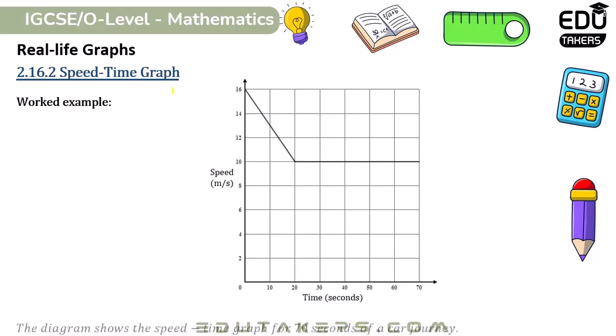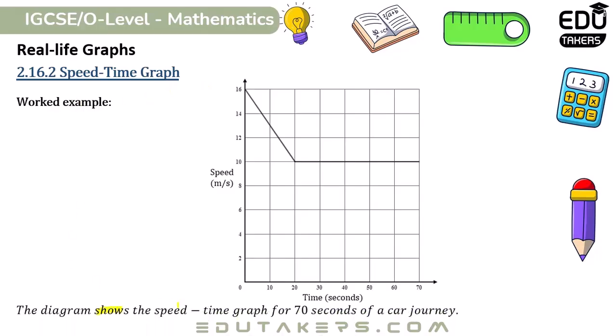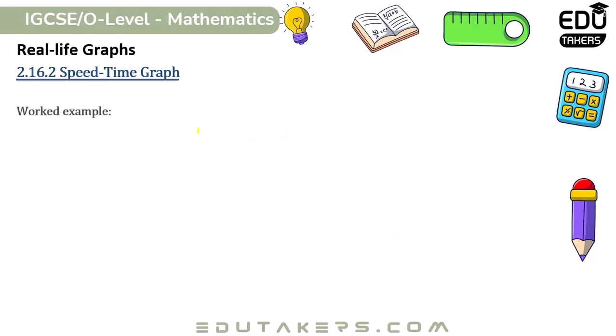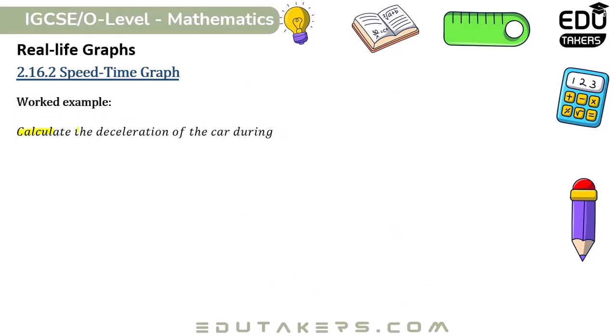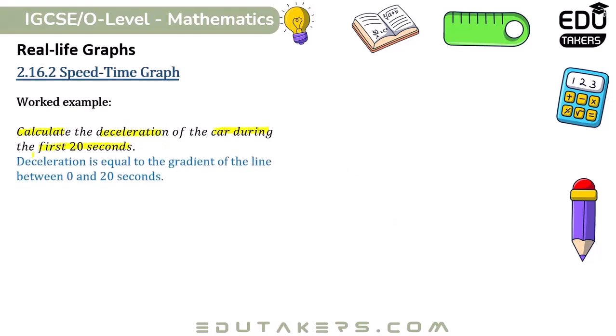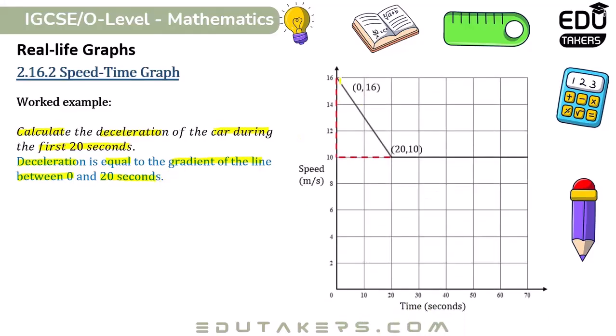Another worked example. The diagram shows the speed time graph for 70 seconds of a car journey. Calculate the deceleration of the car during the first 20 seconds. Deceleration is equal to the gradient of the line between 0 and 20 seconds. So from 0 to 20 seconds.